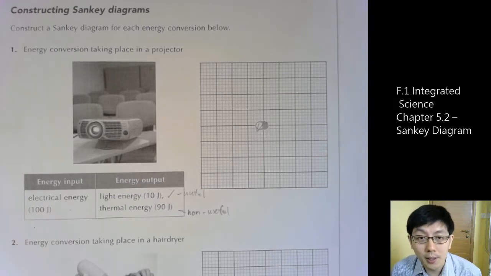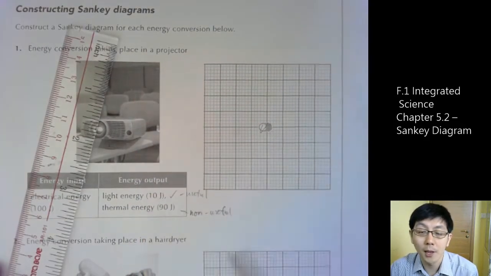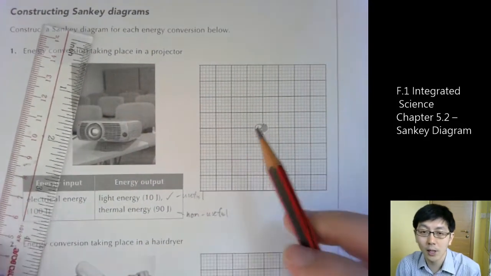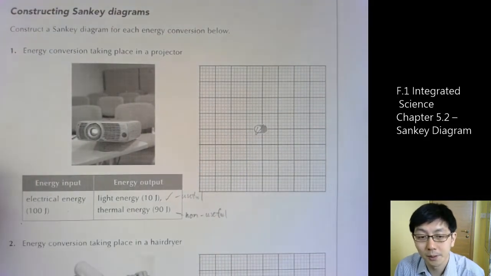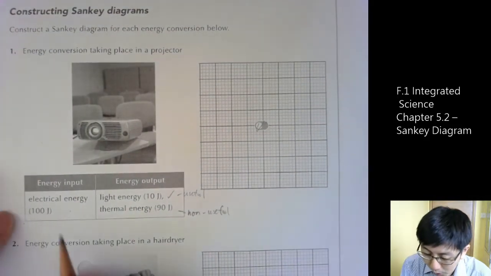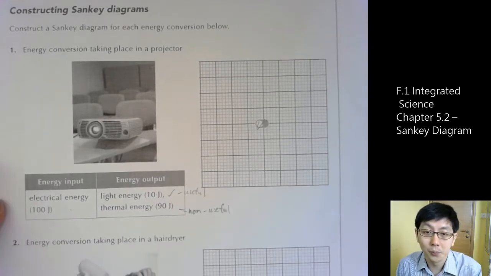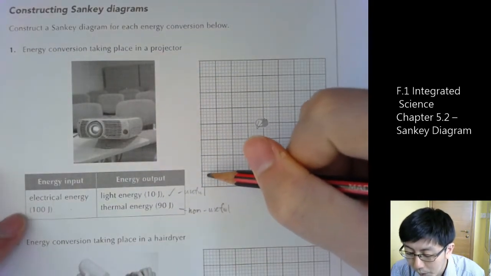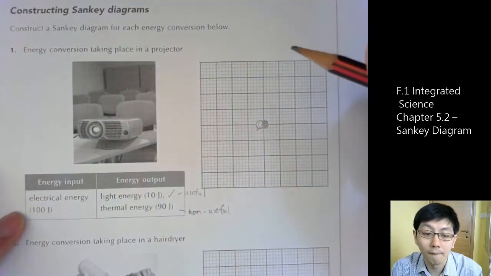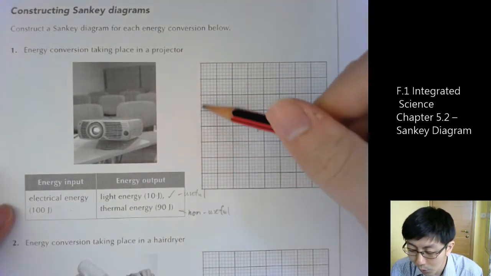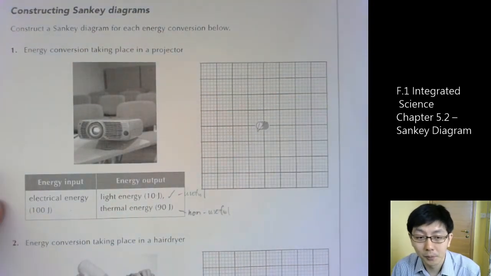Now before you draw the Sankey diagram, there are at least two things you will need with you: a ruler and a pencil. Remember, we draw diagrams with pencils all the time. Okay, so there are 100 joule, 10 joule, 10 joule, and 90 joule. But we don't have 100 boxes here. So we can't use 100 boxes to illustrate.